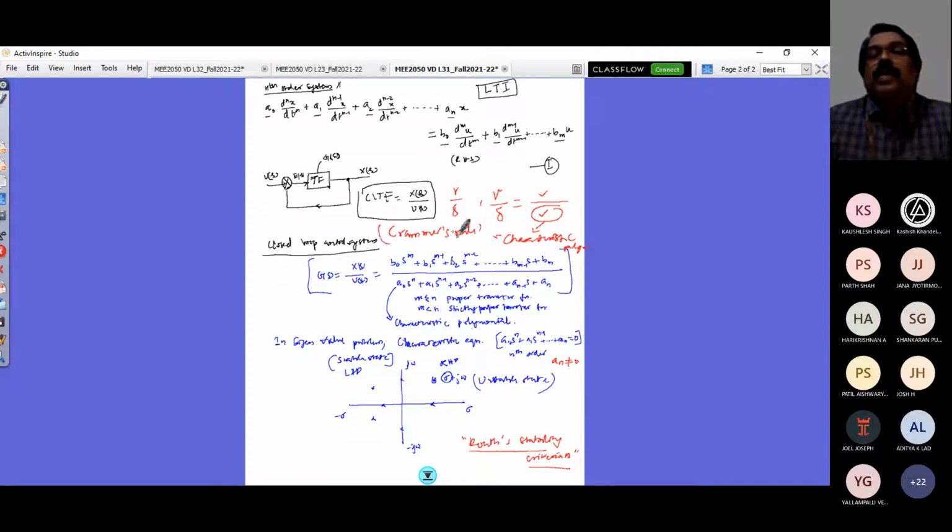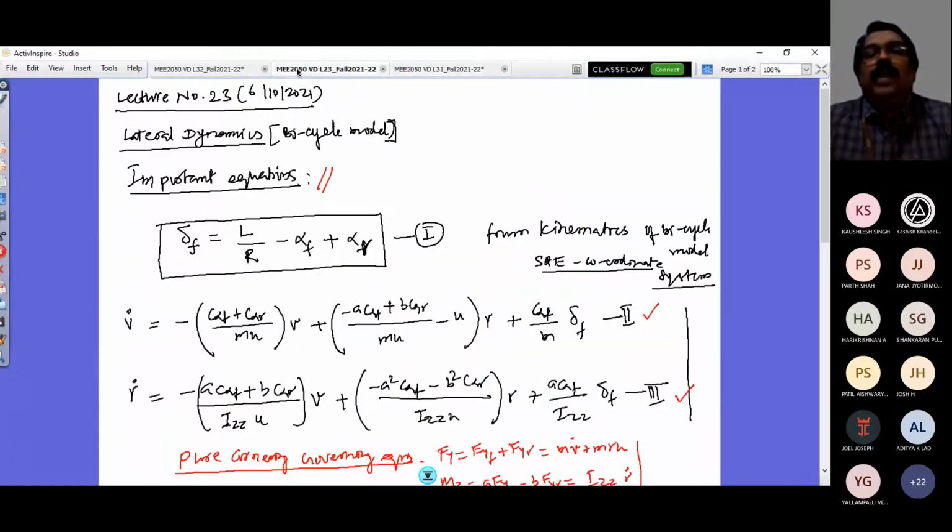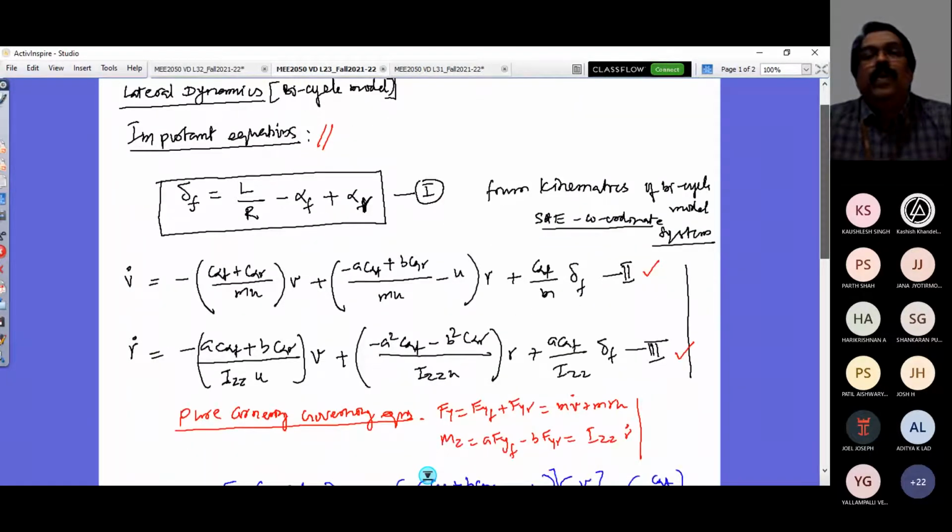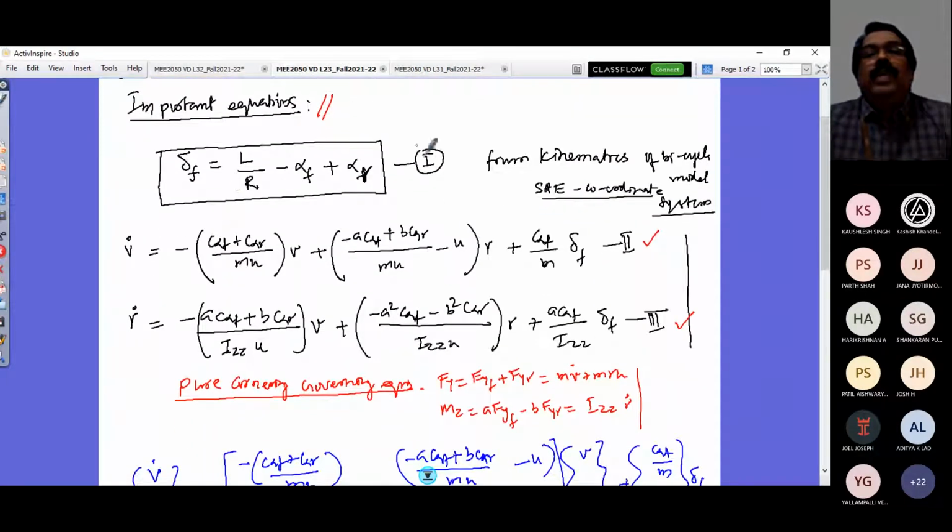so that you are able to represent the individual state variable as a ratio of two polynomials. So this is what we have looked at. I just want to take you to what we have seen in this particular lecture, lecture 23, so that it would be easy for you to follow. So these are the important equations.